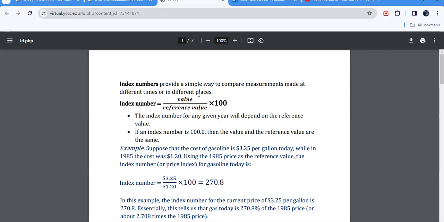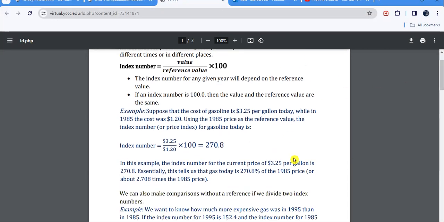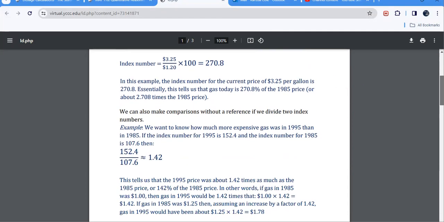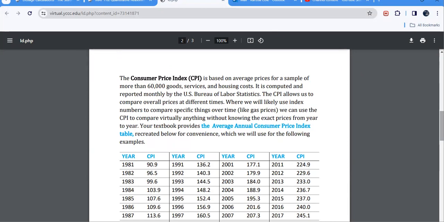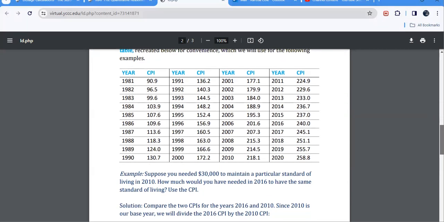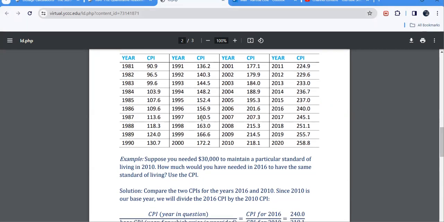Okay. So this talks about index numbers, what they are, what they mean. You'll see in this darker blue color, we have several examples. The problem that we're going to do involves the CPI, Consumer Price Index. Now you can read about what this is and why it's useful, but you can do that later. For us, for now, we want to use this table here.